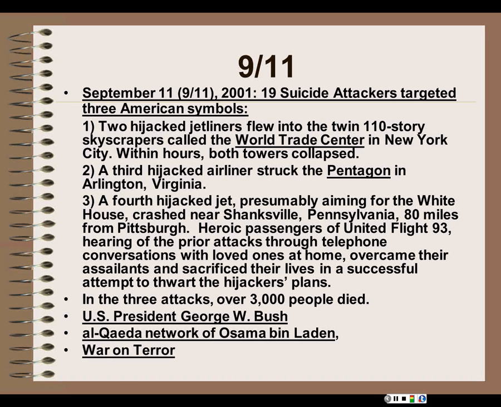U.S. President George W. Bush decided that one needed to find out what exactly was happening here. It was certainly a total shock to any of you who remember that or have heard about that, and pretty soon it was claimed as the work of the Al-Qaeda network of Osama bin Laden. And it began a war which is still going on today, that is the War on Terror.